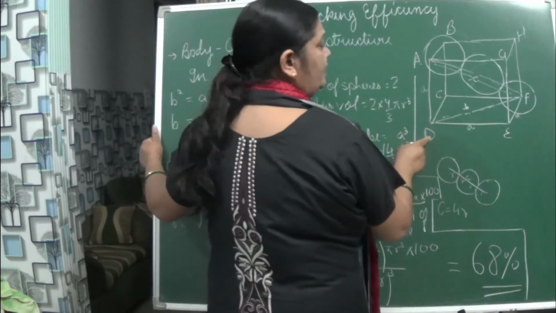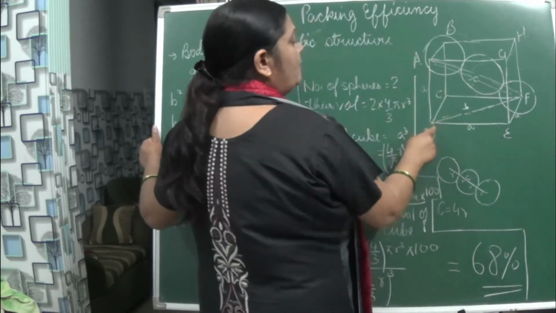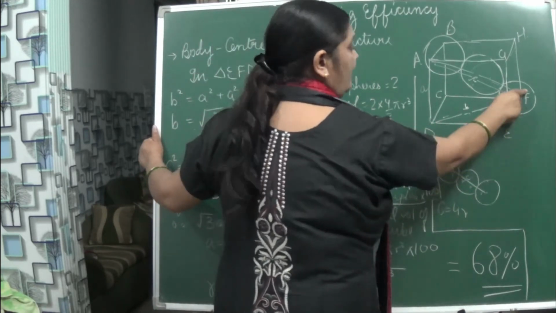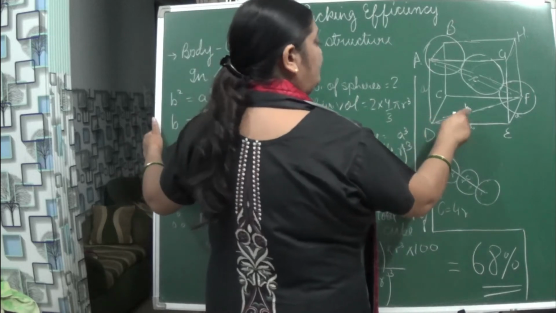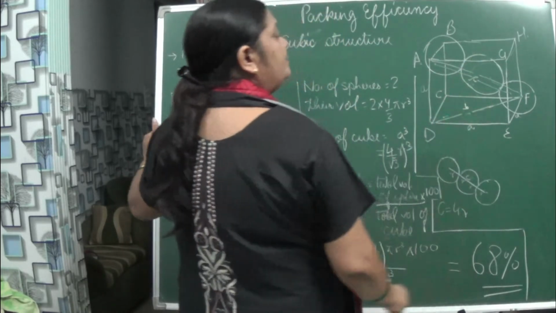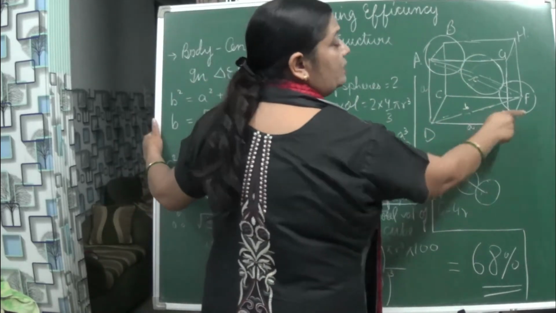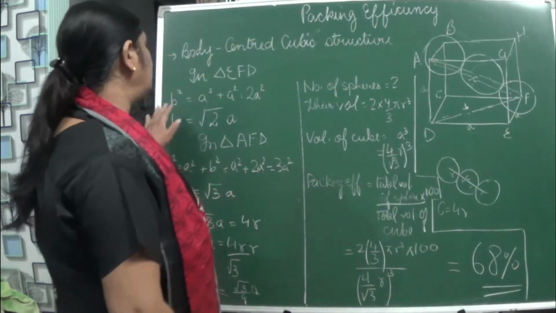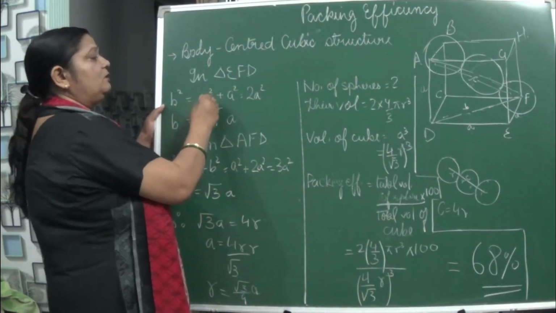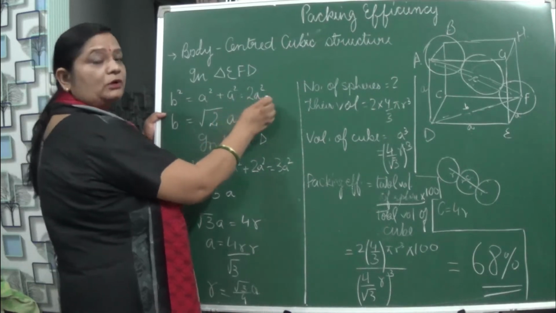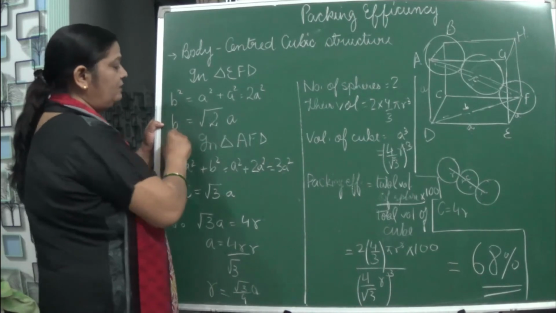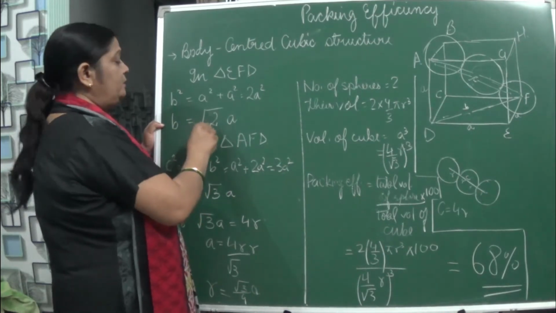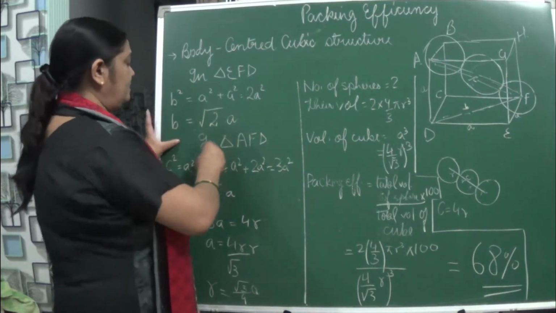So instead of taking the triangle D, F and A first, we take D, E and F, like we did in FCC. Here, B square is equal to A square plus A square. We have studied this earlier also. So B square is equal to 2A square, therefore B will be root 2 A.